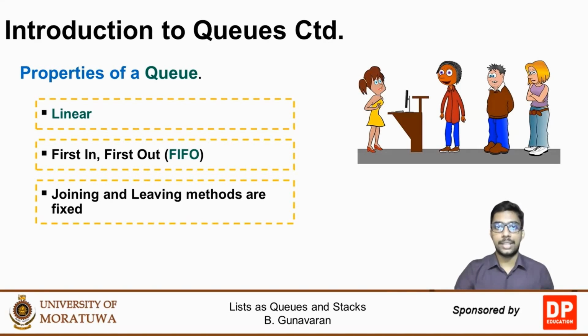One can only join at the end of the queue, and only the person at the front gets the chance to take care of business and leave. One cannot come and join at random locations or take care of business and leave without being at the front.